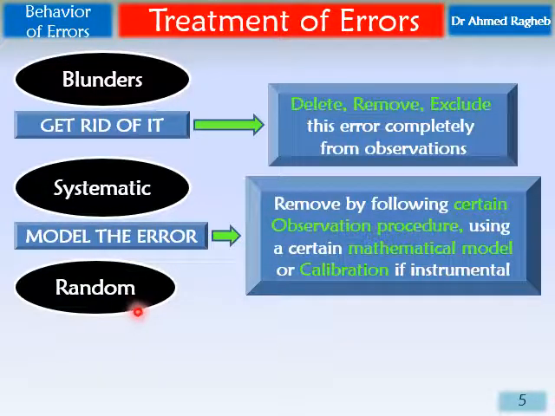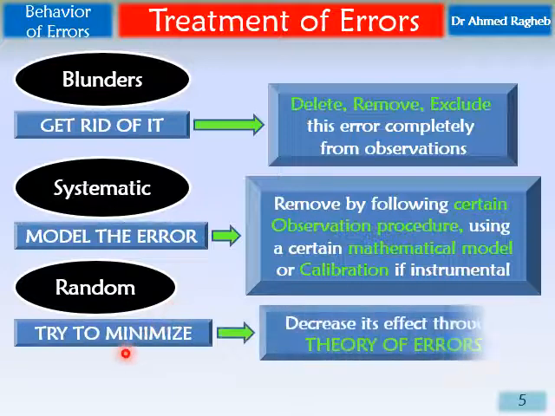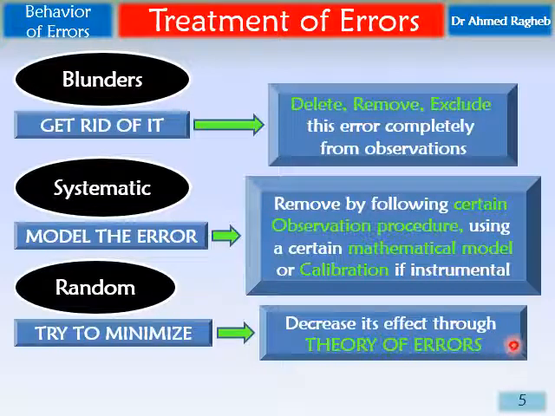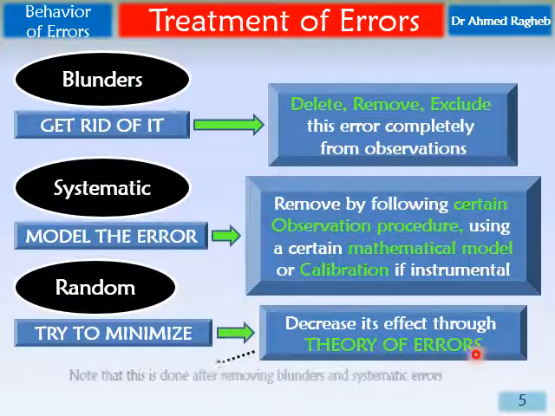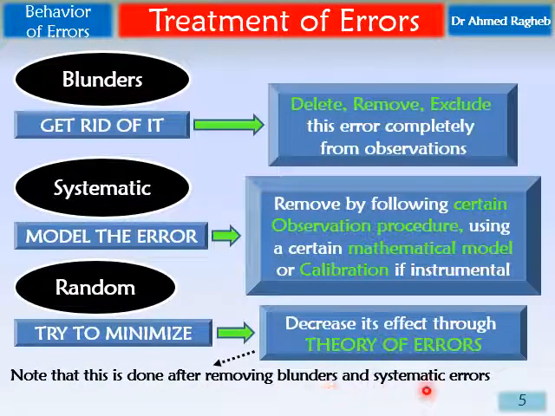The random error, what we can do is try to minimize this error by using what we call the theory of errors. However, in order to apply the theory of errors, you always need to remove the blunders and systematic errors before using it, in order to properly minimize the random error itself.